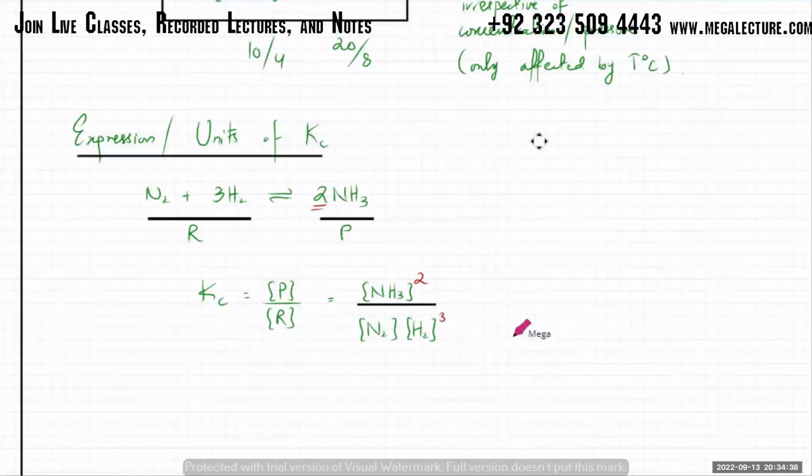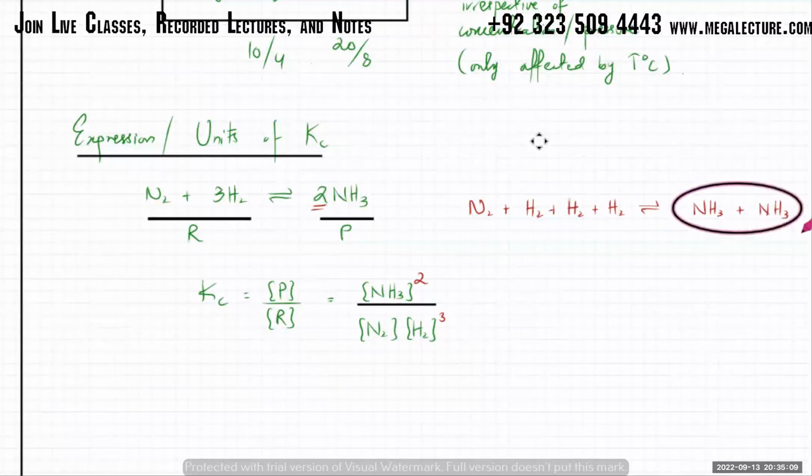I'll explain why that happens. It happens because if you remove these numbers, the actual equation is N2 reacting with 3H2s. If I expand and write it, it's H2 plus another H2 plus another H2, and that's in equilibrium with NH3, two NH3s, right? So when I look at my products, there are actually two products. There's NH3 and there's another NH3. So my products will be NH3 concentration and NH3 concentration, so it will become squared.